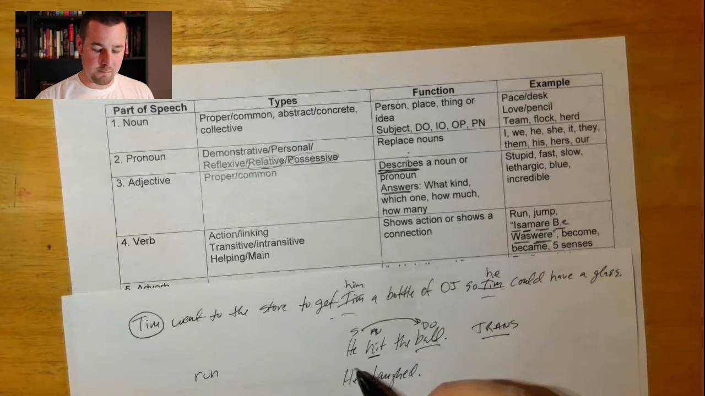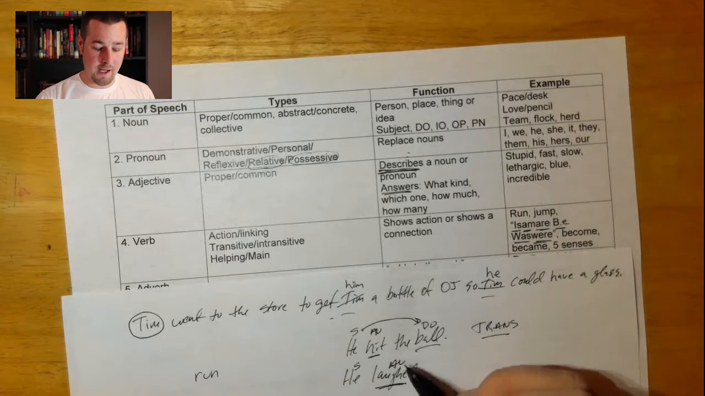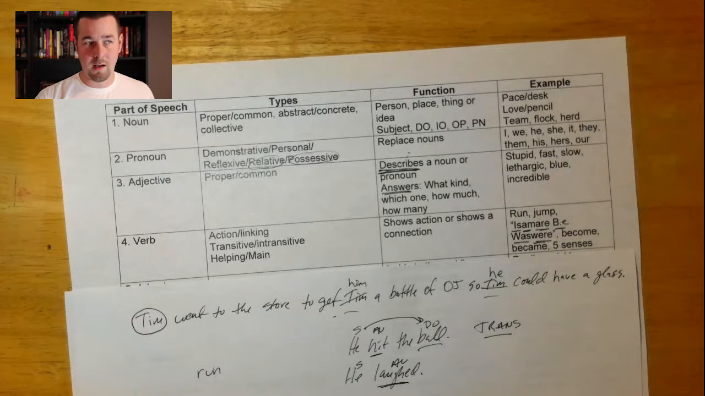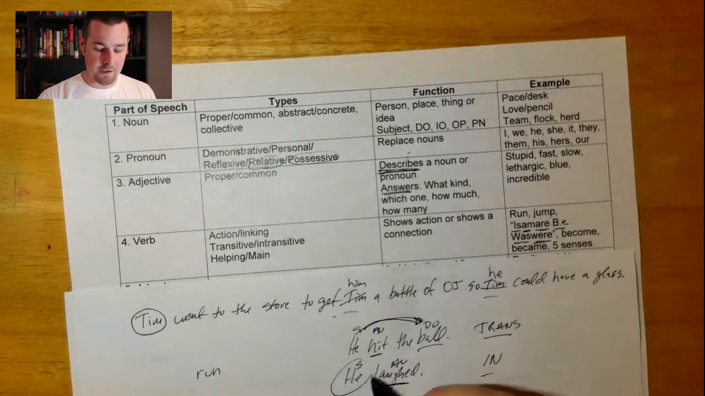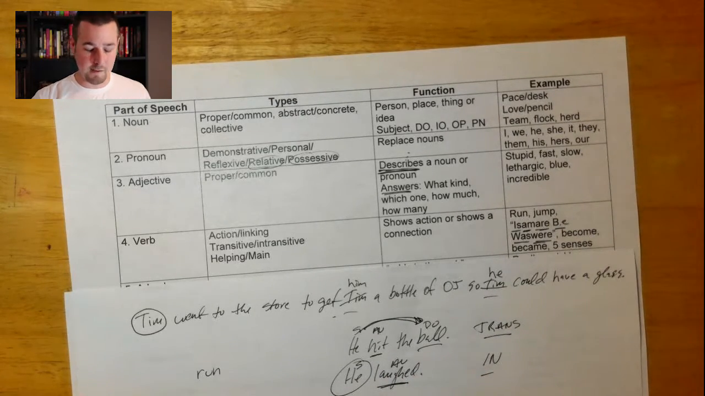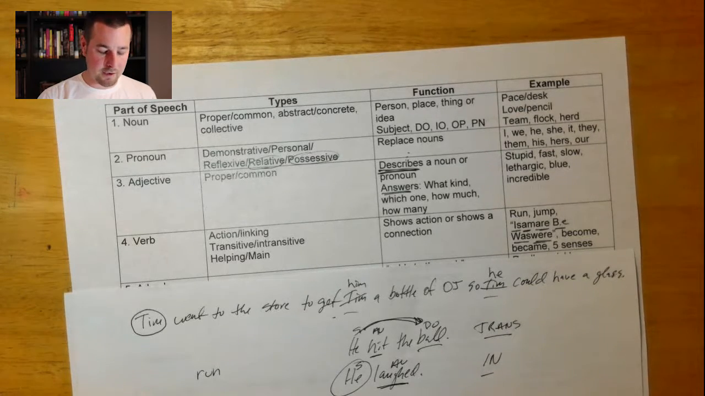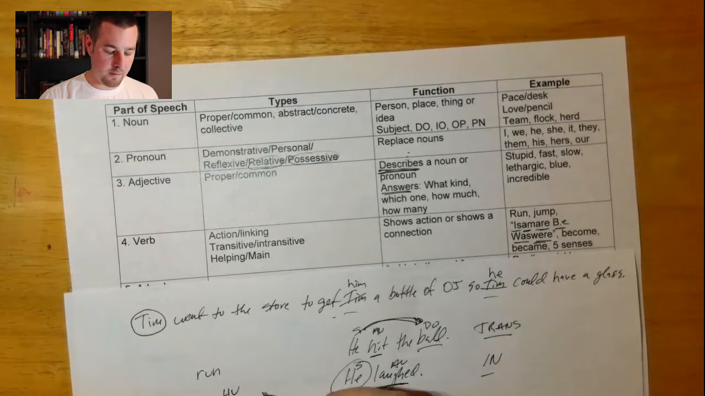Whereas if you look in this example, he laughed, that is still an action verb, but I don't have to have an object or anything to complete the meaning of that verb. Therefore, it's intransitive. Okay, so that's all that means, is that instead of the action moving like this one did, the action just stays with the subject, which makes it intransitive. All right. Helping and main is just like if it's a he has been, that's your helping verb, that's your main verb.